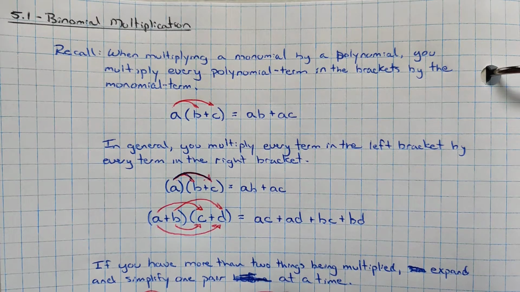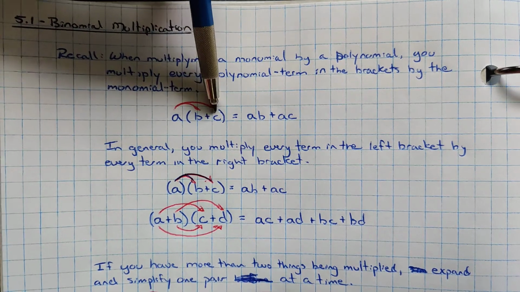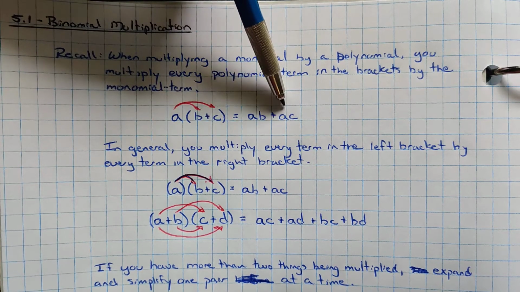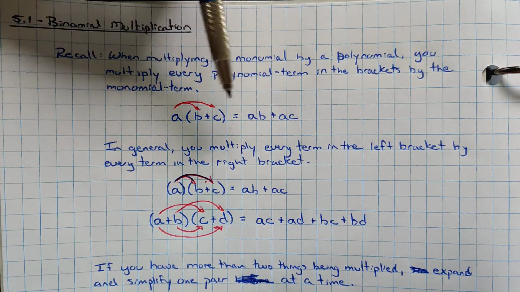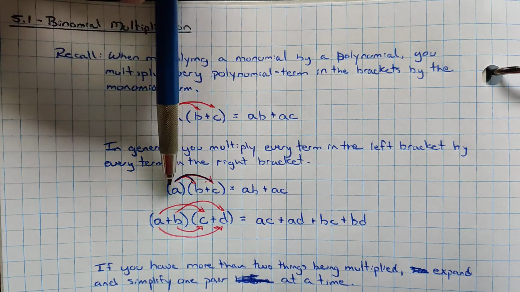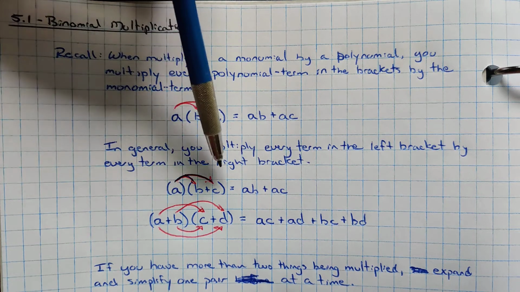So if you recall, when multiplying a monomial by a polynomial, you multiply every polynomial term in the brackets by the monomial term. So if I have a times b plus c, it's a times b plus a times c. In general, you multiply every term in the left bracket by every term in the right bracket.